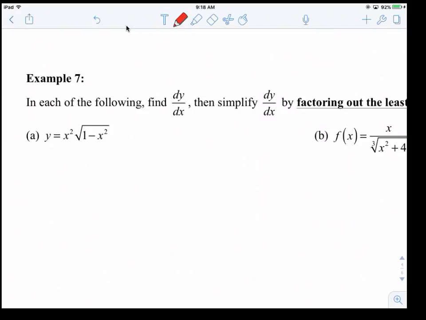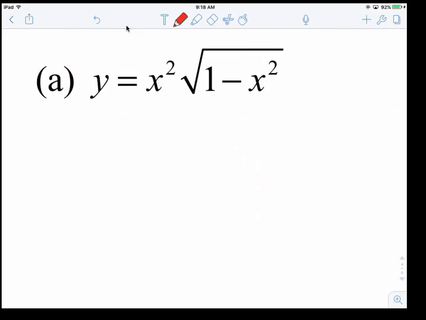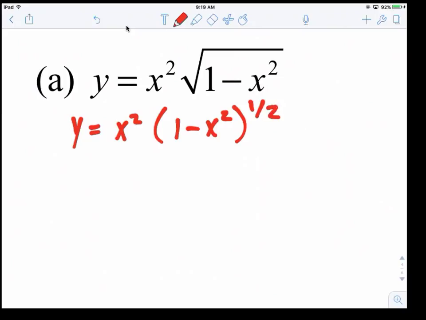Alright, so letter A is going to require you to do what? Right? So I have y is equal to x squared times 1 minus x squared to the 1/2, right? So now what rule do I need to use? Product rule, right?